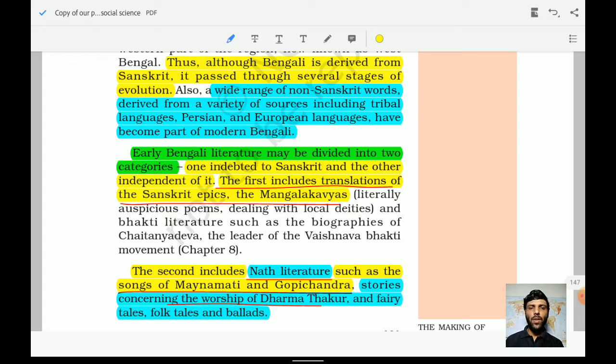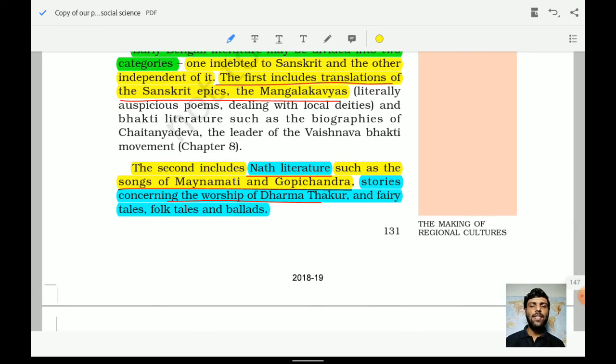the Bhakti literature of Chaitanya Deva or Chaitanya Mahaprabhu, and the second includes the Nath literature, such as the song of Manyamati, who was a queen, and her son Gopi Chandra, and the stories concerning the worship of Dharma Thakur. It was a local deity, and there were also fairy tales, folk tales, and ballads. So these are the two distinctive utilizations of the language, showing how it was used for different purposes.